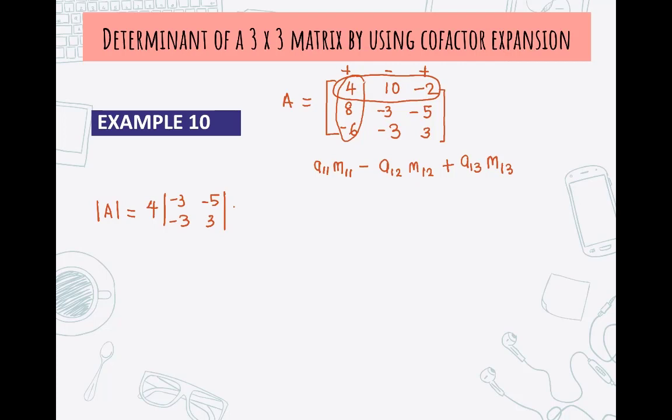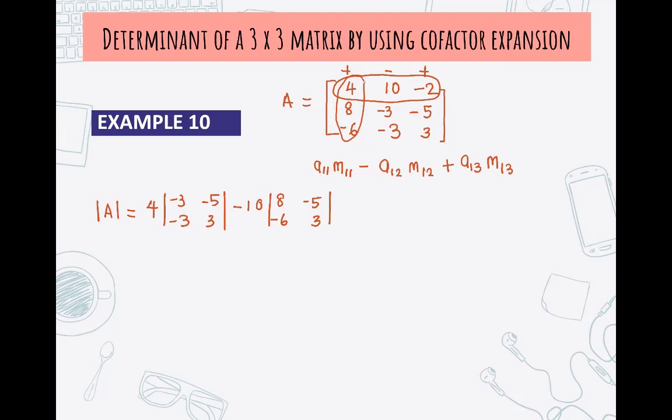Okay, next we're gonna minus with the element A12. So I choose the sign negative because remember this is cofactor, plus, minus, plus. Okay, so the element A12 is 10 and we're going to multiply with M12. So we're going to eliminate row 1, column 2. So we will be left with 8, negative 5, negative 6 and 3.